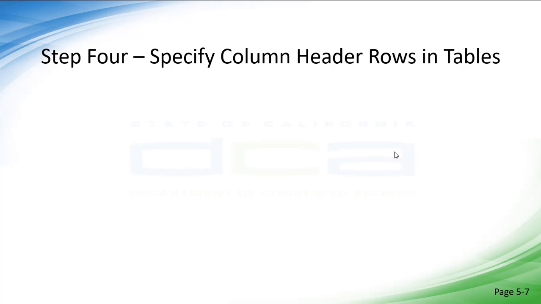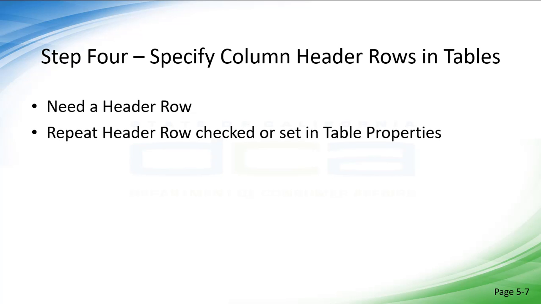Step 4, you want to specify a column header row in tables and other table considerations. The first thing you want to do in setting up a table is to make sure that you have a header row. This is the row at the top of the table that has all of your column headers, which allows the reader to be able to tell the person listening what's going to be in each one of those columns. You also want to make sure that that header row is selected and checked or set to repeat at the top of all pages should that table extend farther than the one page that it is on.